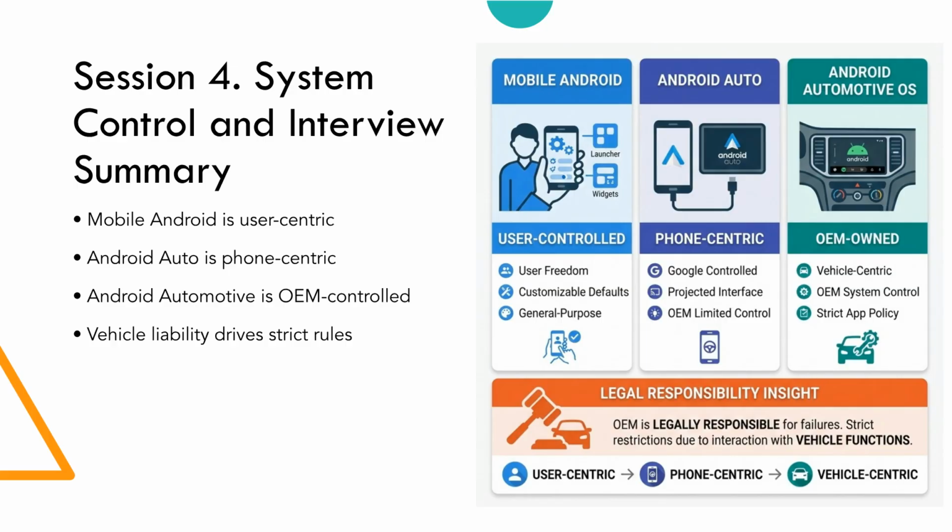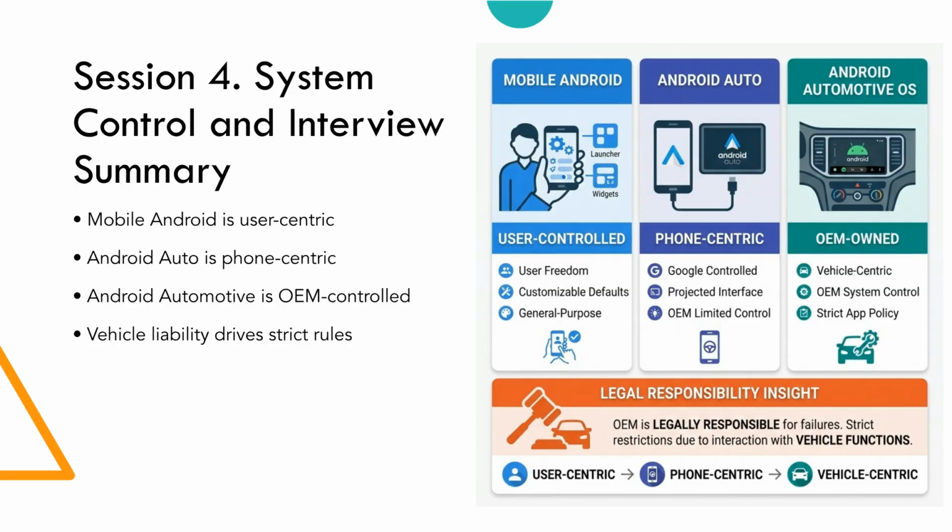Android Automotive OS is fundamentally different. The OEM owns the system. The OEM controls system services, exposed APIs, UI behavior, and app availability. Even though it is Android, it is not a general-purpose platform. A lesser-known but critical insight is legal responsibility. Because Android Automotive interacts with vehicle functions, the OEM is legally responsible for failures. This is why restrictions are strict and customization is heavy.